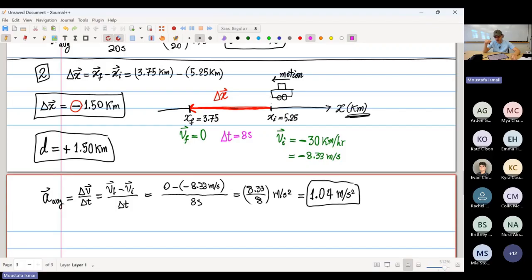Motion was to the left, so velocity was negative. Acceleration is positive. That means the car slowed down during that time. And that makes absolute sense because it was moving at 30 kilometers per hour and then it stopped. So even though the acceleration is positive, the car is slowing down. If I were to draw the acceleration vector, it would be pointing to the right here. That would be the acceleration vector. And the velocity vector would be going to the left here, which is consistent with the fact that when you have opposing vectors, acceleration and velocity, you get slowing down.